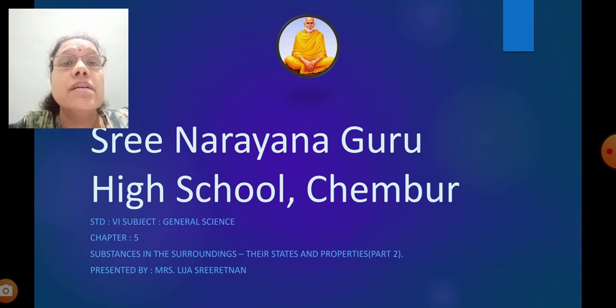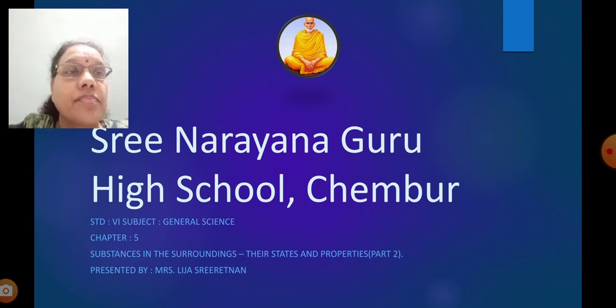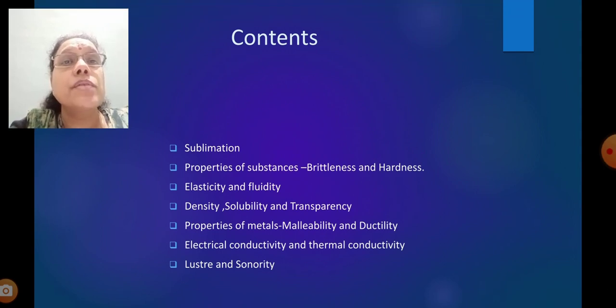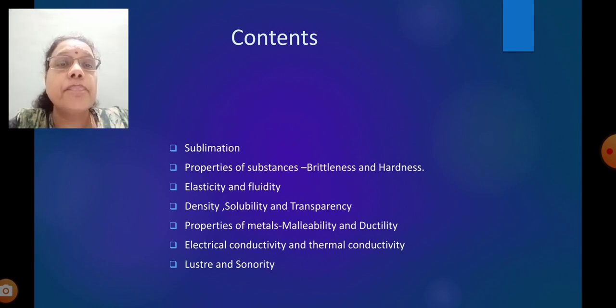In today's session, we shall continue with lesson number 5, substances in the surroundings, their states and properties. Sublimation, properties of substances, brittleness and hardness, elasticity and fluidity, density, solubility and transparency, properties of metals, malleability and ductility, electrical conductivity and thermal conductivity, luster and sonority. These are the topics today we have to learn.